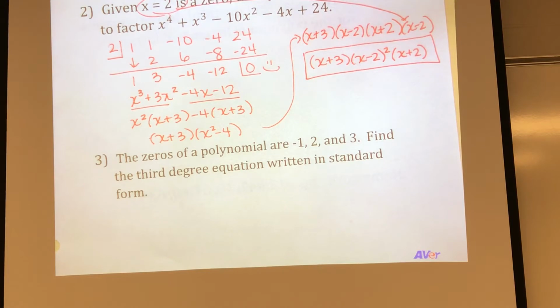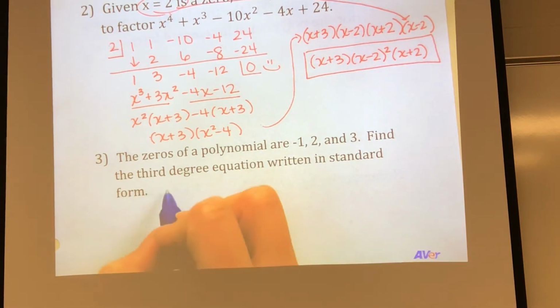All right, so pause it, write down number 3, and then come back to here how we're going to approach it. The zeros of the polynomial are -1, 2, and 3. We want to find a third degree equation, so a cubic, written in standard form. All right, so that means we need to put each of these into a factor.